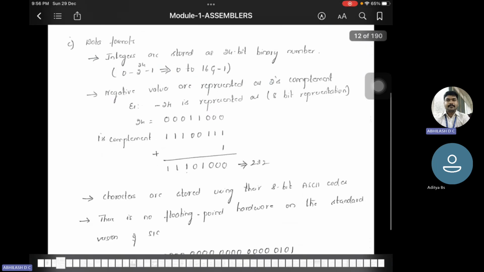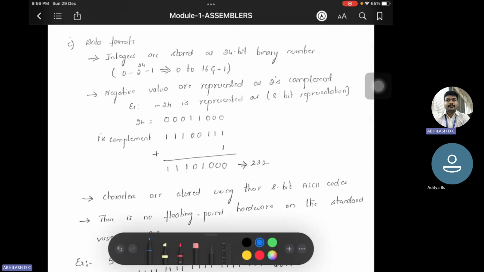So data formats is where I told you that we have a 24-bit binary number. Integers can hold a 24-bit binary number, meaning it is starting from 0 to 2 power 24 minus 1. With respect to the negative, negative values are represented with respect to what? We know that it's 2's complement.